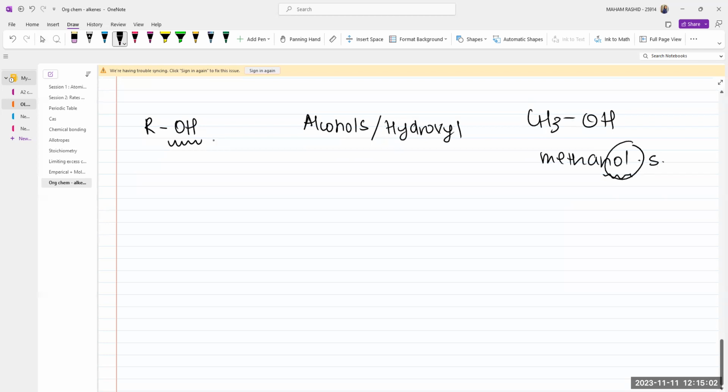Then we have carboxylic acids. What is the functional group of a carboxylic acid? C double bond O, OH, right? This is the functional group for a carboxylic acid. The name will be carboxylic acid.